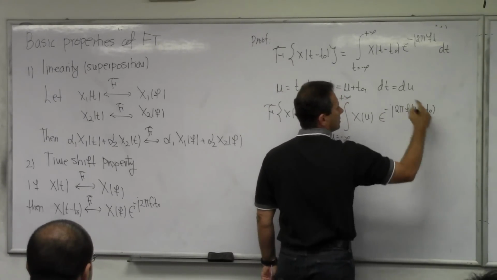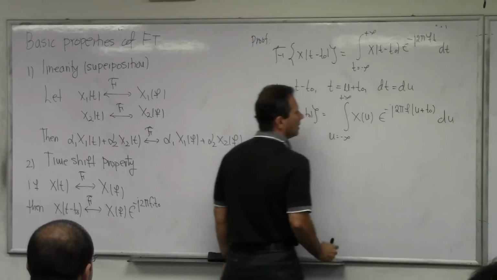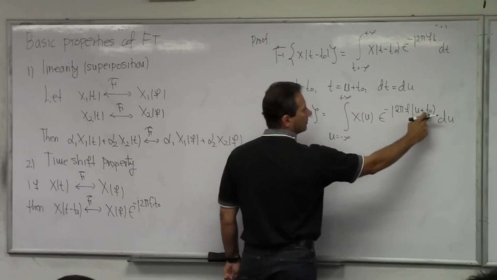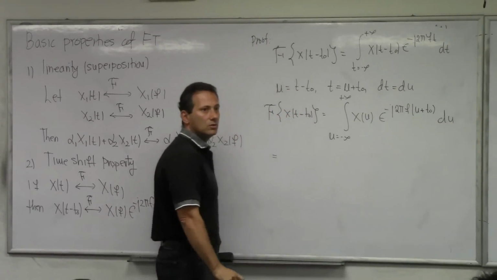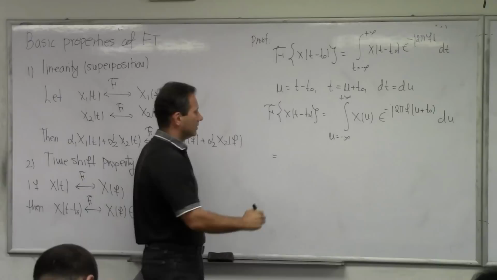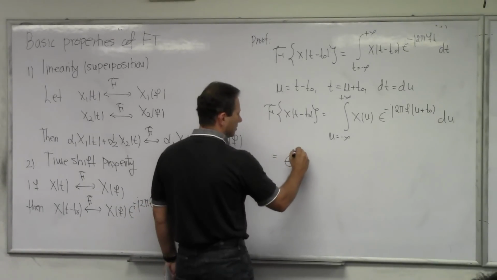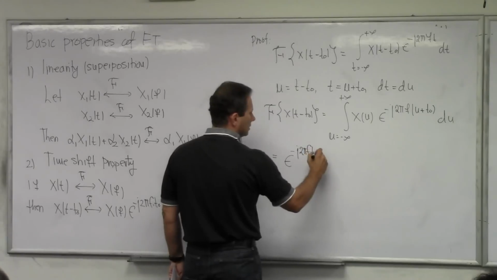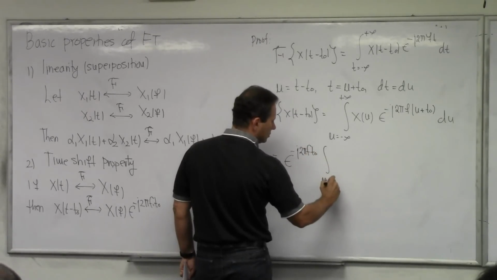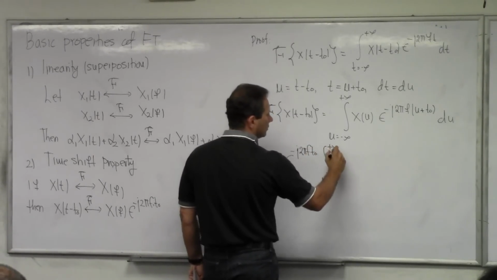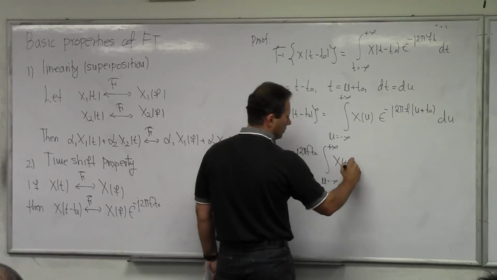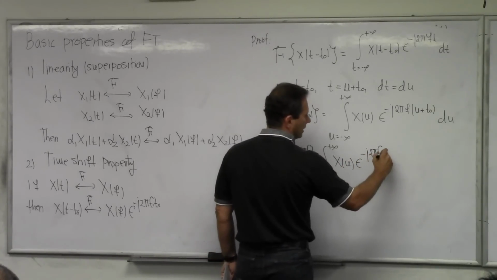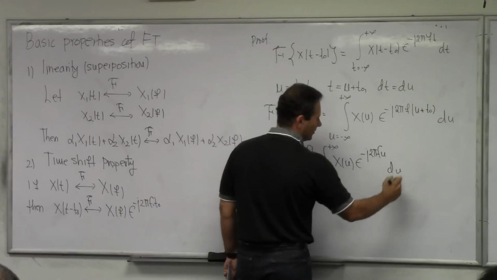And then dt is the same as du. Now, you can see here that e to the minus j 2 pi f t0 does not depend on u. Therefore, it can be taken outside of the integral. And we have e to the minus j 2 pi f t0. And what is left is the integral, u goes from minus infinity to plus infinity, x of u e to the minus j 2 pi f u du.